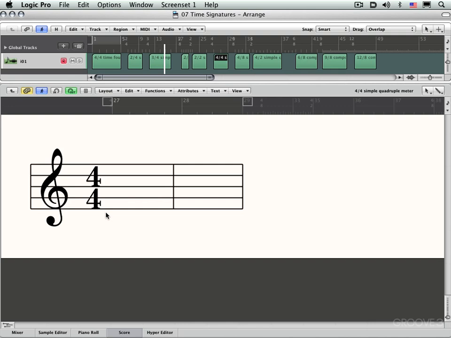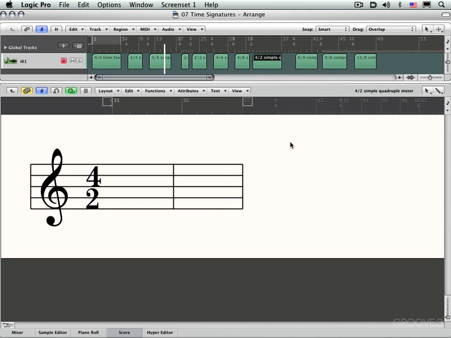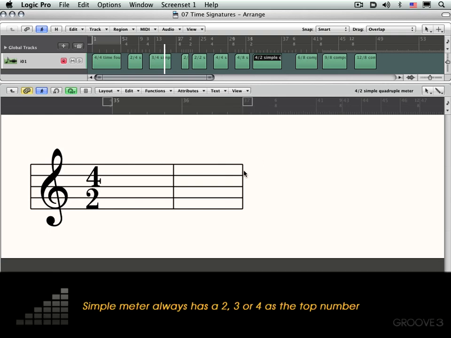Now 4/8 time and 4/2 time are also considered simple quadruple meters, and I have examples of those. 4/8, quadruple because there's 4 pulses to the bar, and simple, again, because it's easily divisible, and same thing with this one. So we can say from all this that simple meter always has a 2, a 3, or a 4 as the top number, meaning the number of beats in the bar.